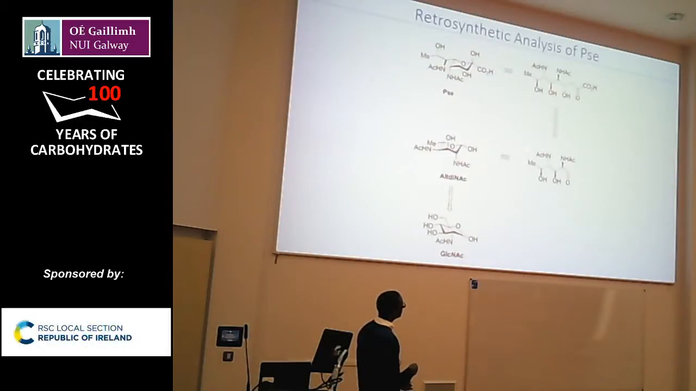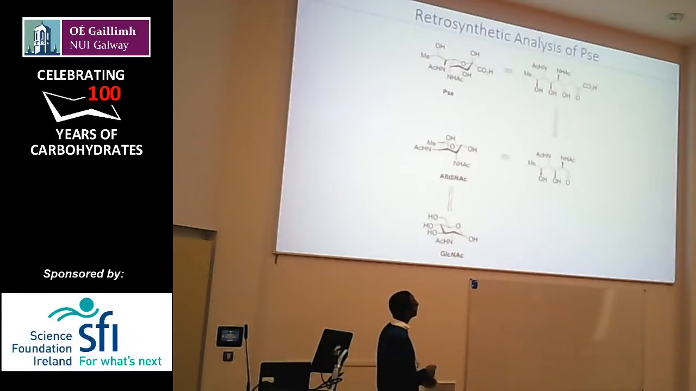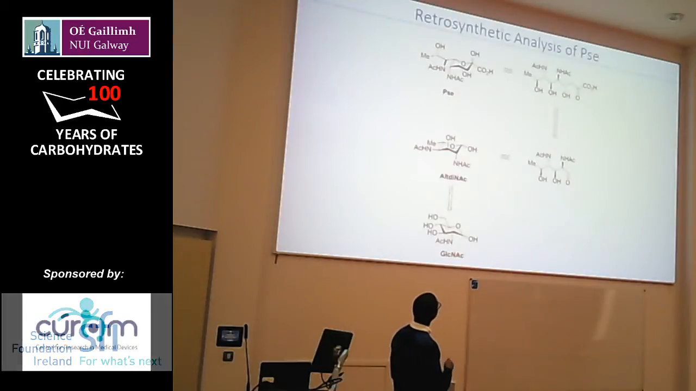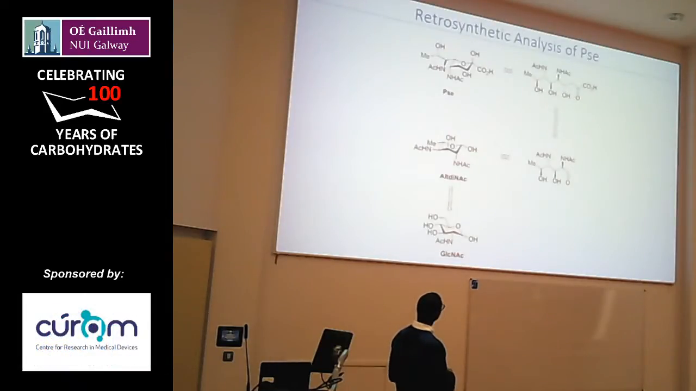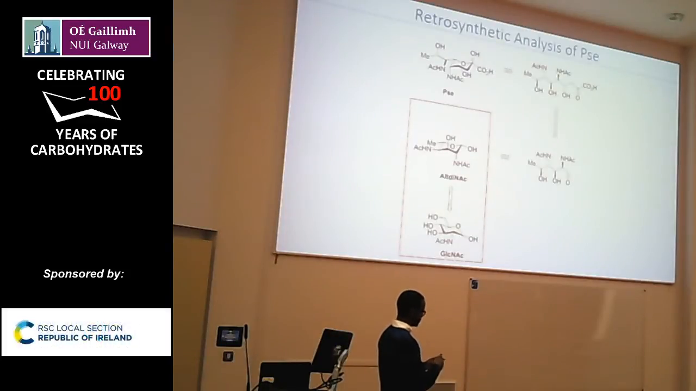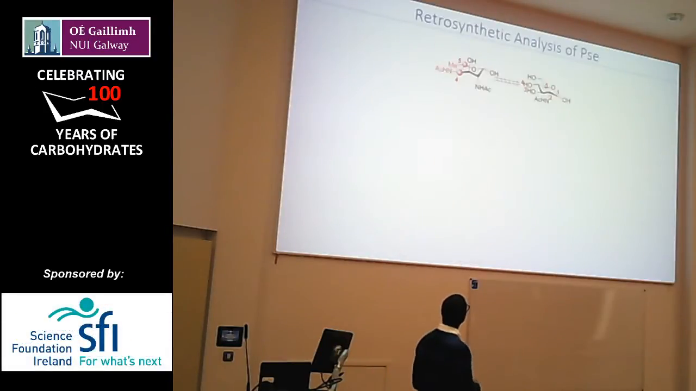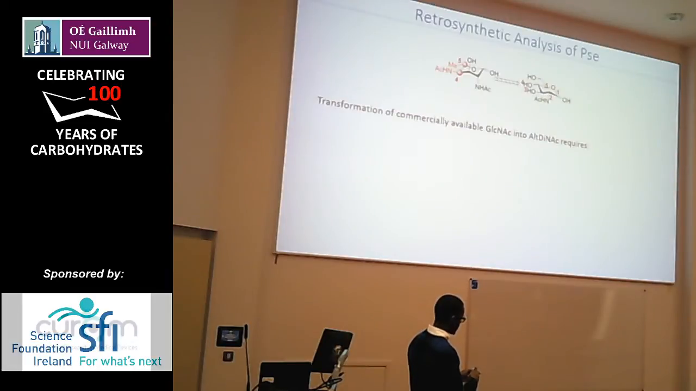Because it exists in its open chain form, we can do a chain elongation followed by ozonolysis and hydroxylation, which should give us access. So what are some of the key transformations for the conversion of glucosamine into altDITNAC? These are some of the key transformations necessary.